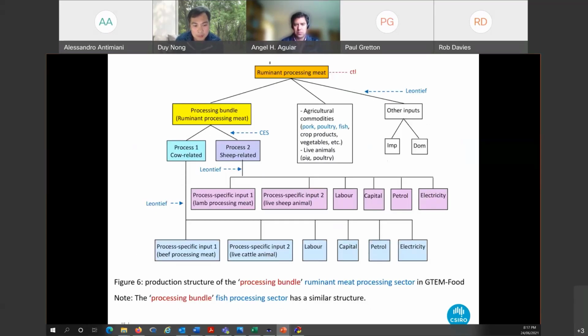And for the production structure of the processing bundle ruminant meat processing sector, as you can see, we divide the processing into process 1 and process 2, that is cow related and sheep related, and we allow the substitution between the 2 processes. However, the specific input for each process is not substitutable. So for each process, for example for lamb, sheep, it has the lamb processing meat, and also live sheep animal and other inputs here, and the same for the other process.